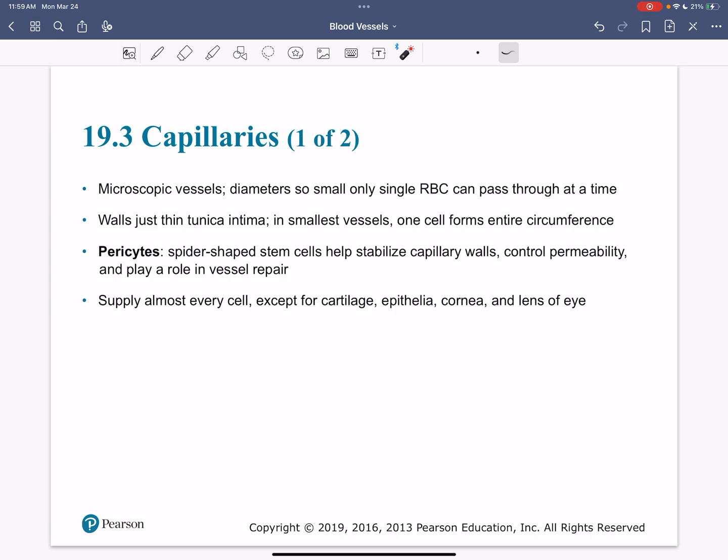Now, when we're looking at capillary beds, there are different types of capillaries. And what we're going to do is stop here, and then I want to come back, and the follow-up video after this will be looking at capillaries and the different types of capillaries.